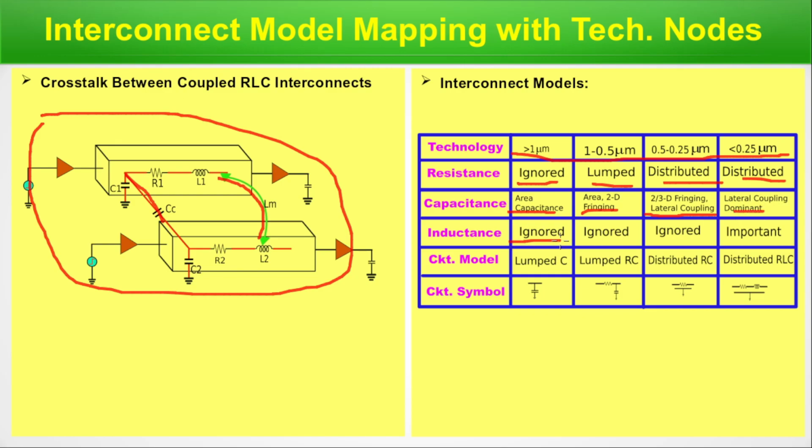And inductance, which up to this point was ignored, has now become important. The circuit models are lumped C, lumped RC, distributed RC, and distributed RLC. These are the circuit symbols. So we are done with this slide, and let's move to the next slide.